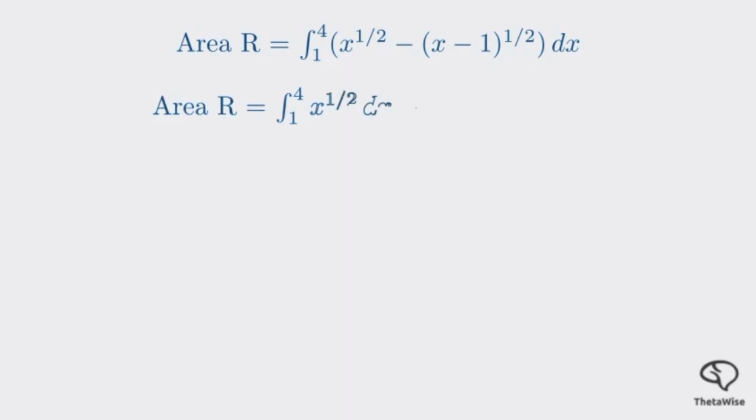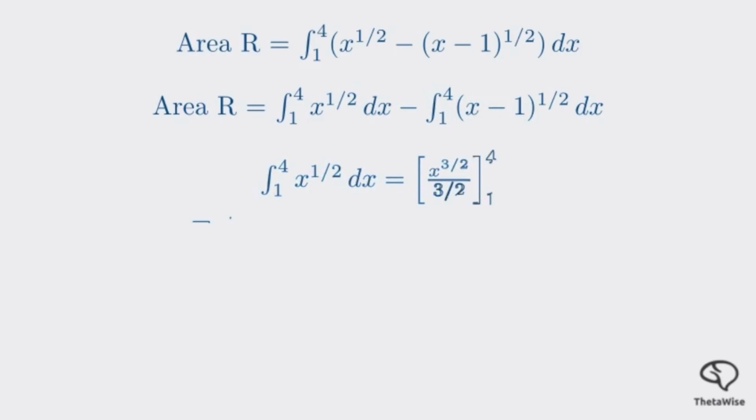Now, let's evaluate this integral to find the area of R. The integral is the integral of x to the 1/2 power minus (x minus 1) to the 1/2 power, all from 1 to 4. We can separate this into two integrals. That gives us the integral of x to the 1/2 dx minus the integral of (x minus 1) to the 1/2 dx. Let's solve the first integral. The power rule of integration tells us to add 1 to the power and divide by the new power. So the integral of x to the 1/2 is x to the 3/2 divided by 3/2. Evaluating this from 1 to 4 gives us 14 over 3.